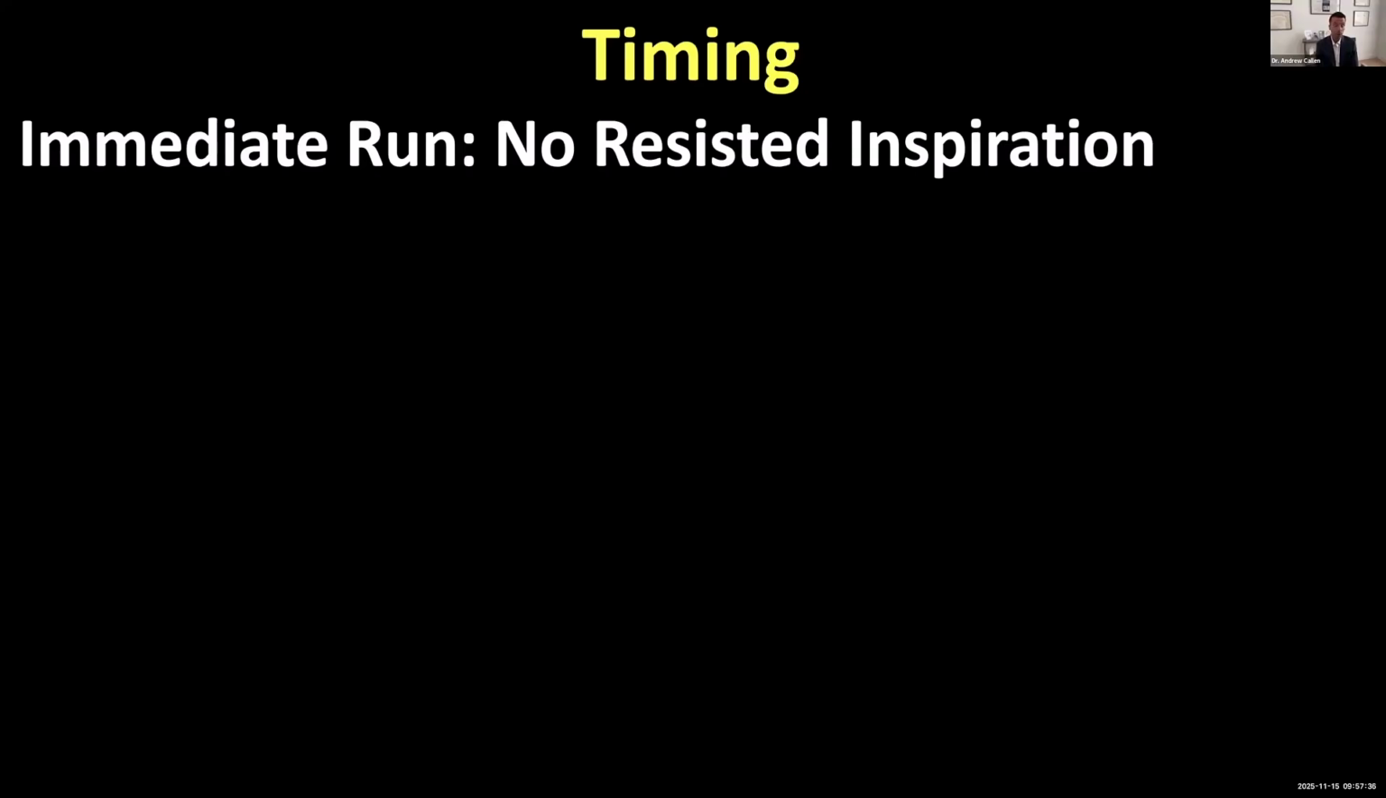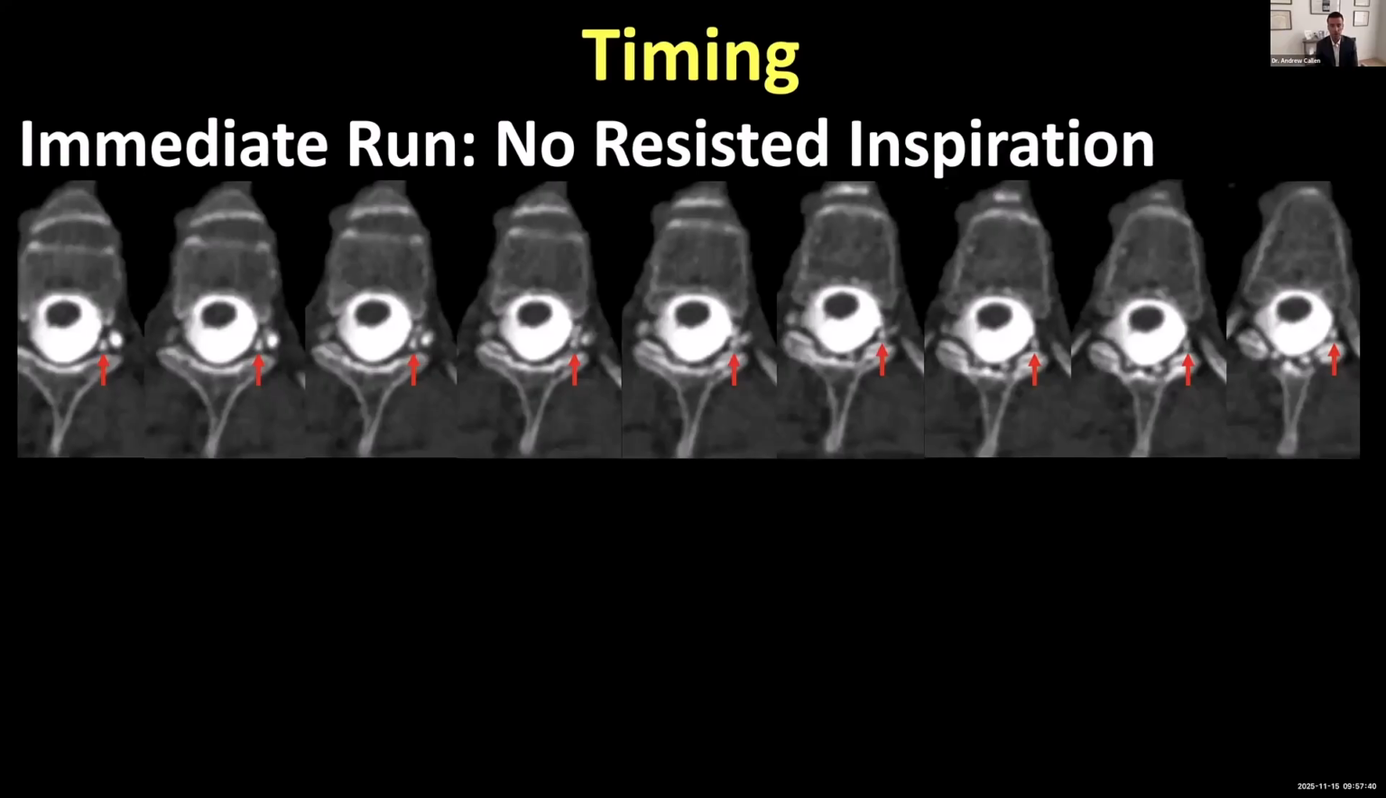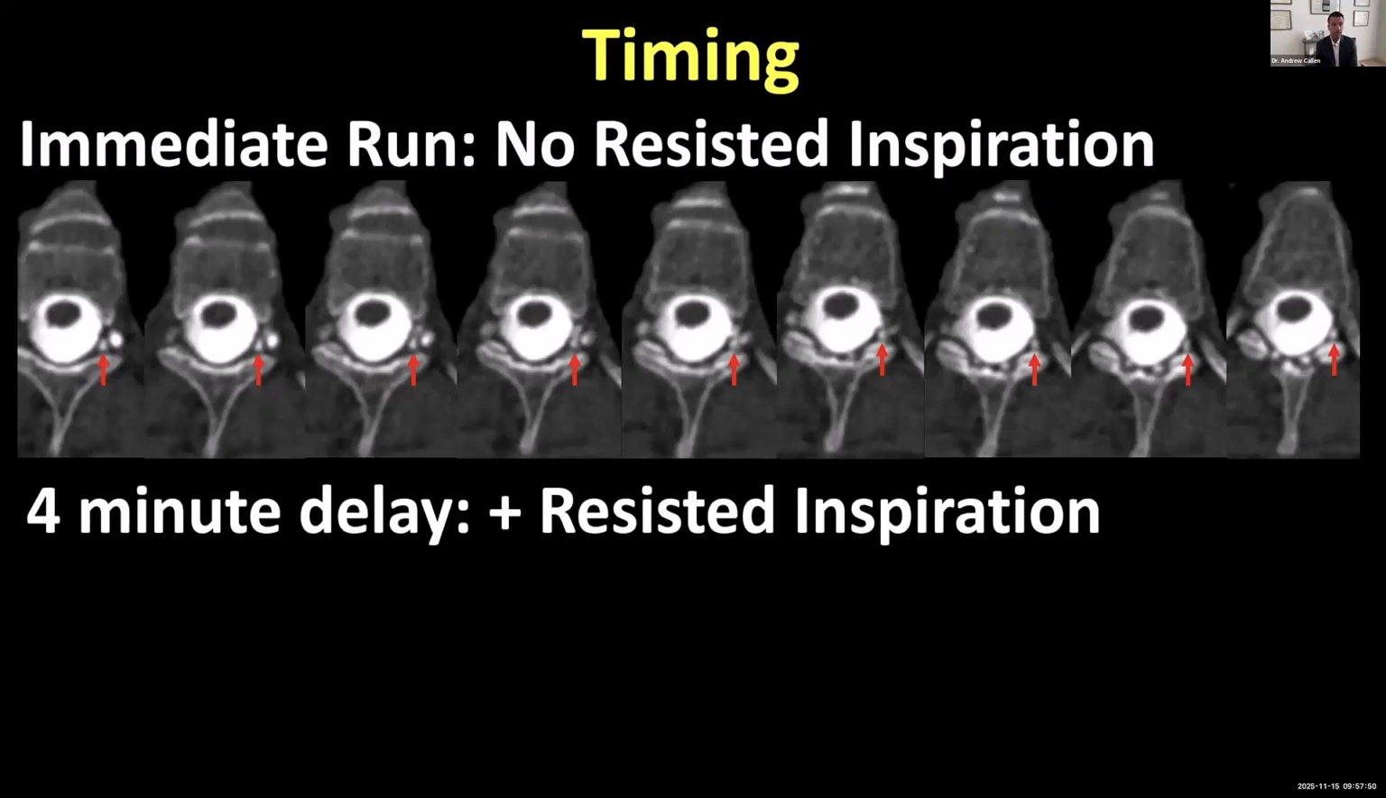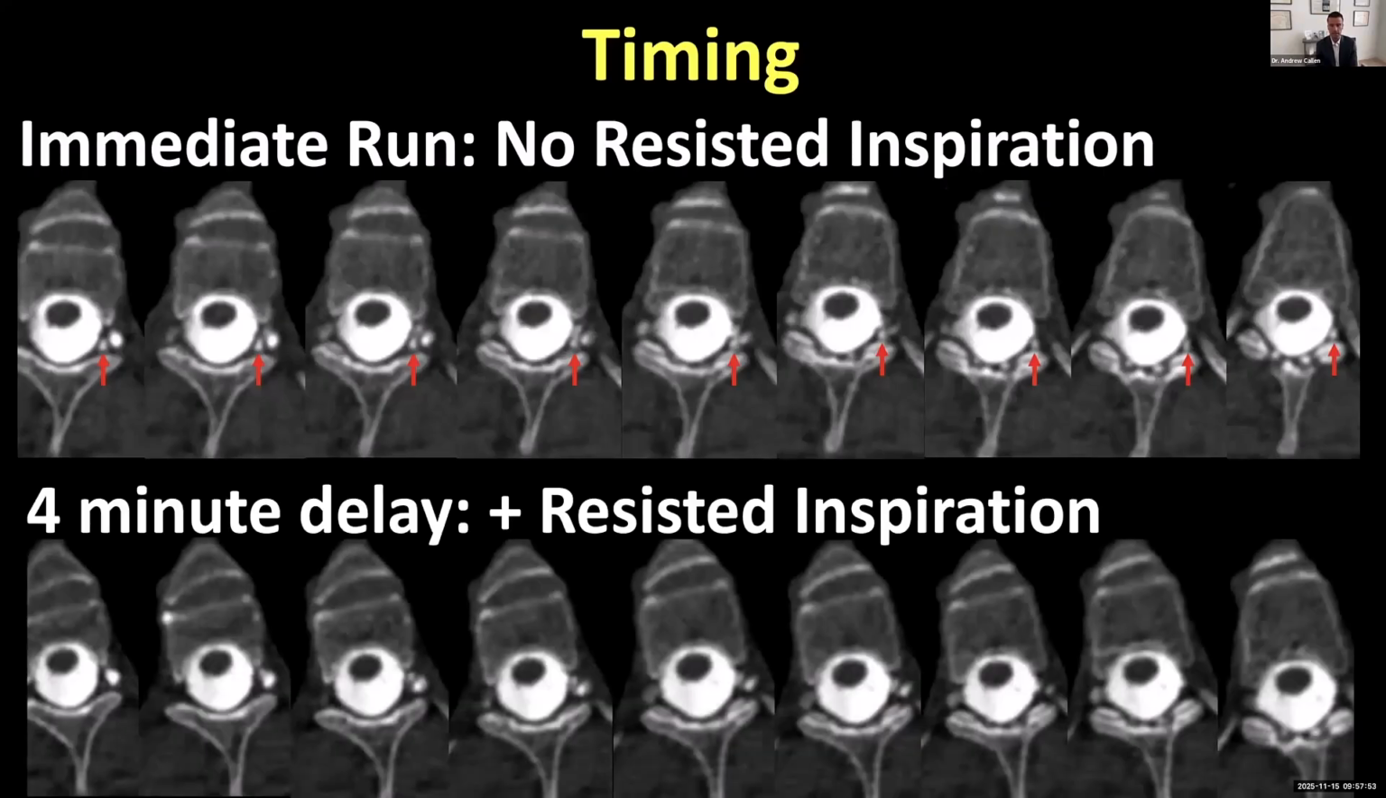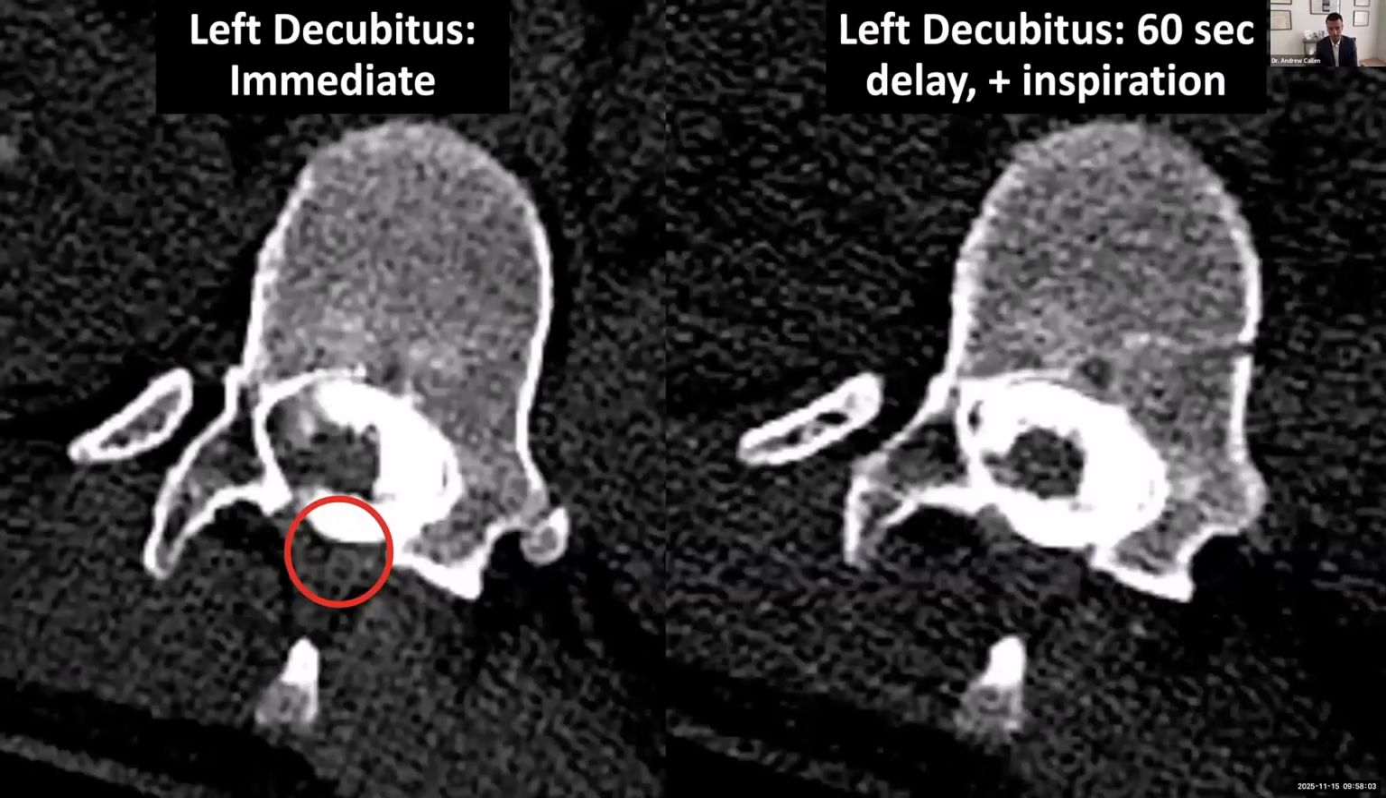I believe that timing can be important in certain cases. Here's an example of a patient where on the immediate run with no resisted inspiration, the first scan after we injected, we see now everyone here is an expert at that little dot, right? That internal epidural venous plexus fistula, all these sequential images moving down. But then 4 minutes later, we did a scan with resisted inspiration, and I don't see that anymore. It's gone. And so, I think that there are certain cases where timing can make a big difference. So these fistulas can just be fleeting, and we may miss them if we don't get more than one scan.